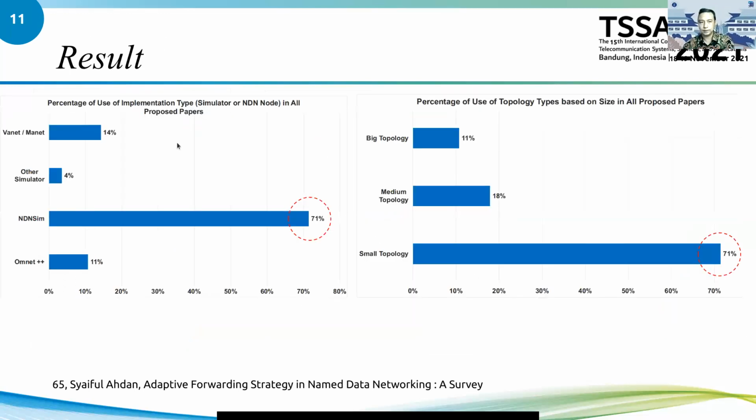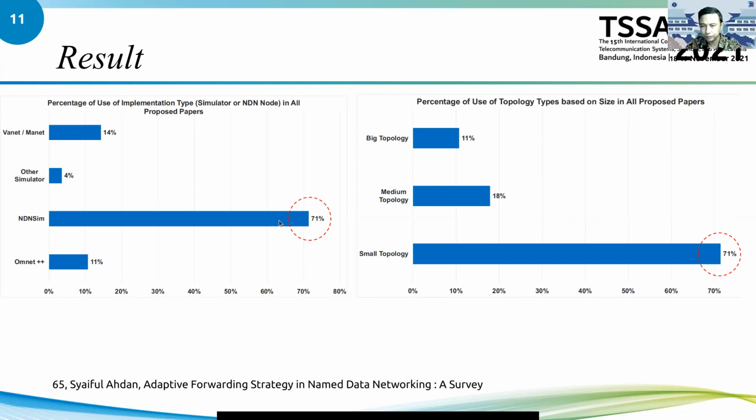And then we also classify the percentage of forwarding strategy implementation by type. This is the type of simulator, for example ndnSIM, OMNeT++, FANET or MANET.